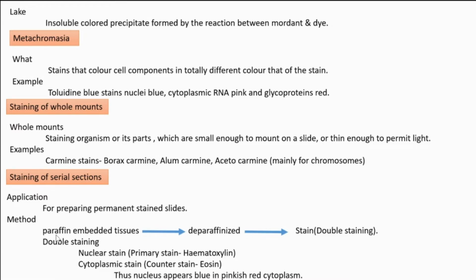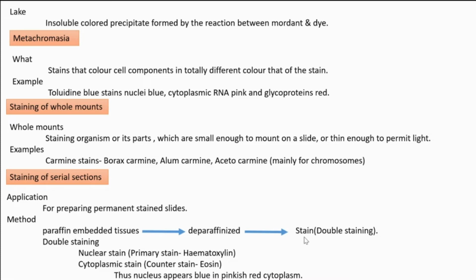What is the method here? In the histological staining procedure, we have learned about the step embedding. What is embedding? The very nicely cut specimen is fixed in paraffin wax inside a mold. I think you remember that. Then the embedded tissue is selected and the paraffin is removed. That process is called deparaffinization. After deparaffinization, the tissue is stained.